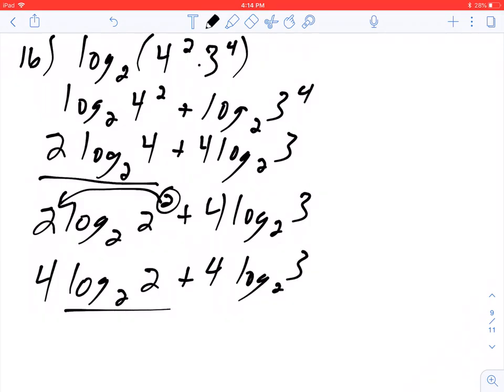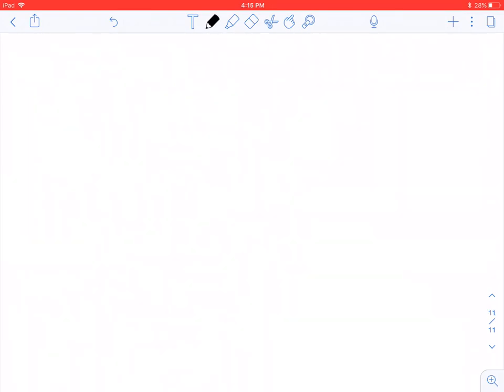Log base 2 of 2 turns into 1, so we're just left with this 4 right here. So it's going to be 4 plus 4 log base 2 of 3. And that's as far as you can go. You cannot add these two 4's together because you would actually need to do the log base 2 of 3 first and then multiply that by 4 and then add the 4 to it. Because logs are members of the exponent family. So that was number 16. That one was a little bit involved. So let's look at number 18.